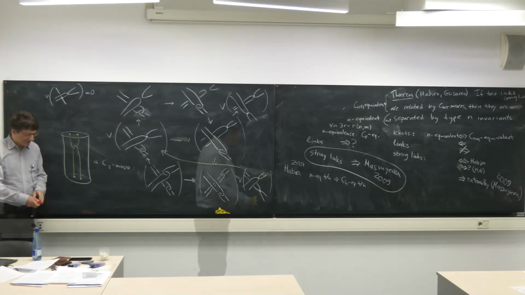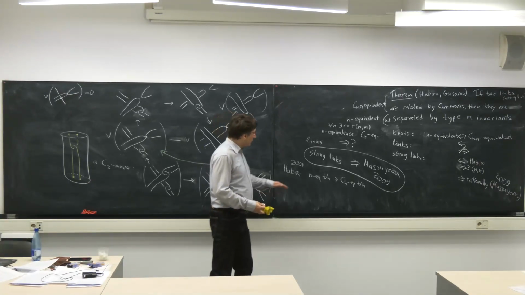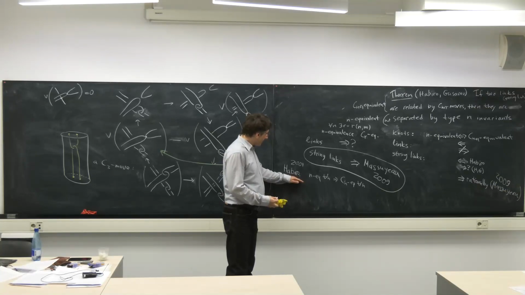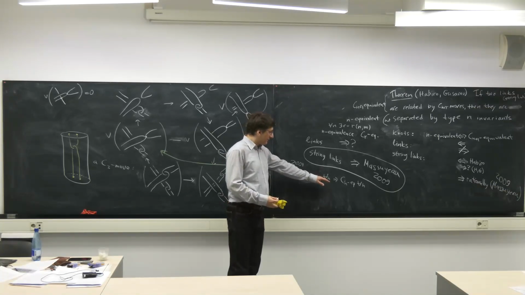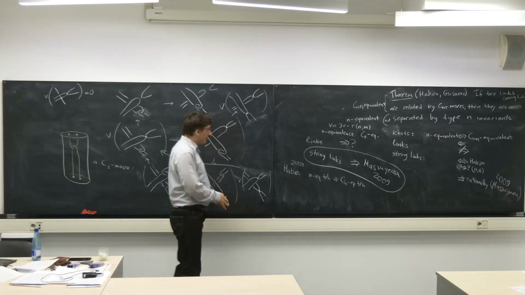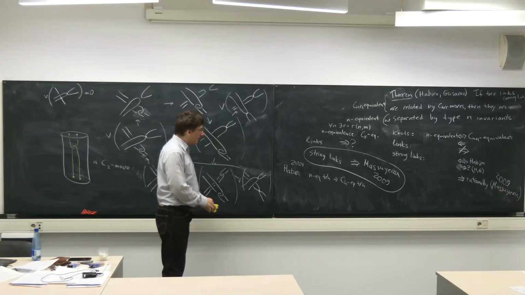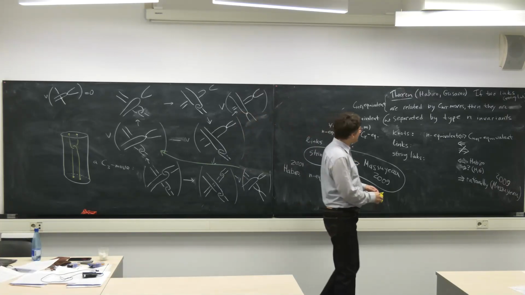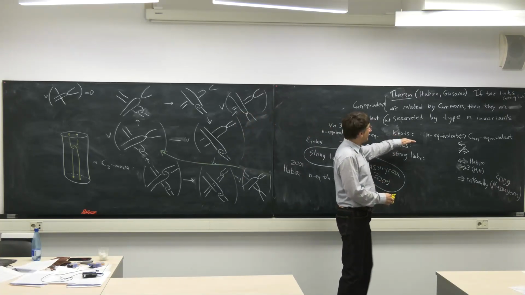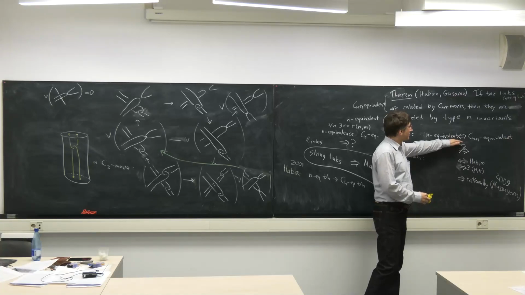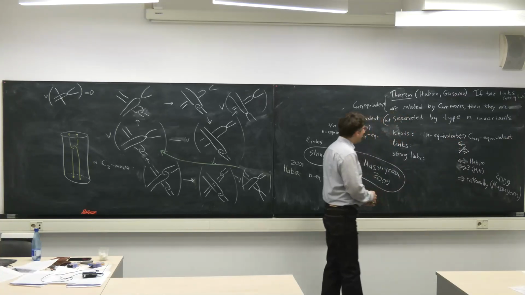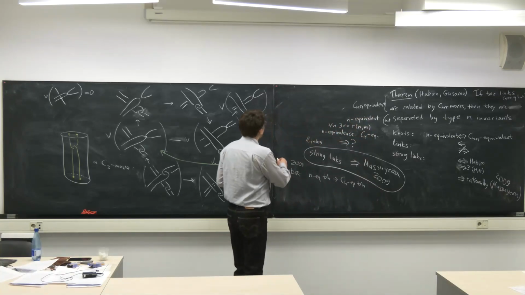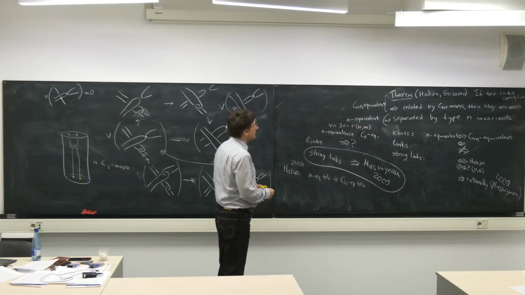Let me explain what was the problem in Hagiwara's proof of this theorem. Yes, maybe before that I answer Misha's question why everything works for knots but doesn't work for links. The answer is the following.